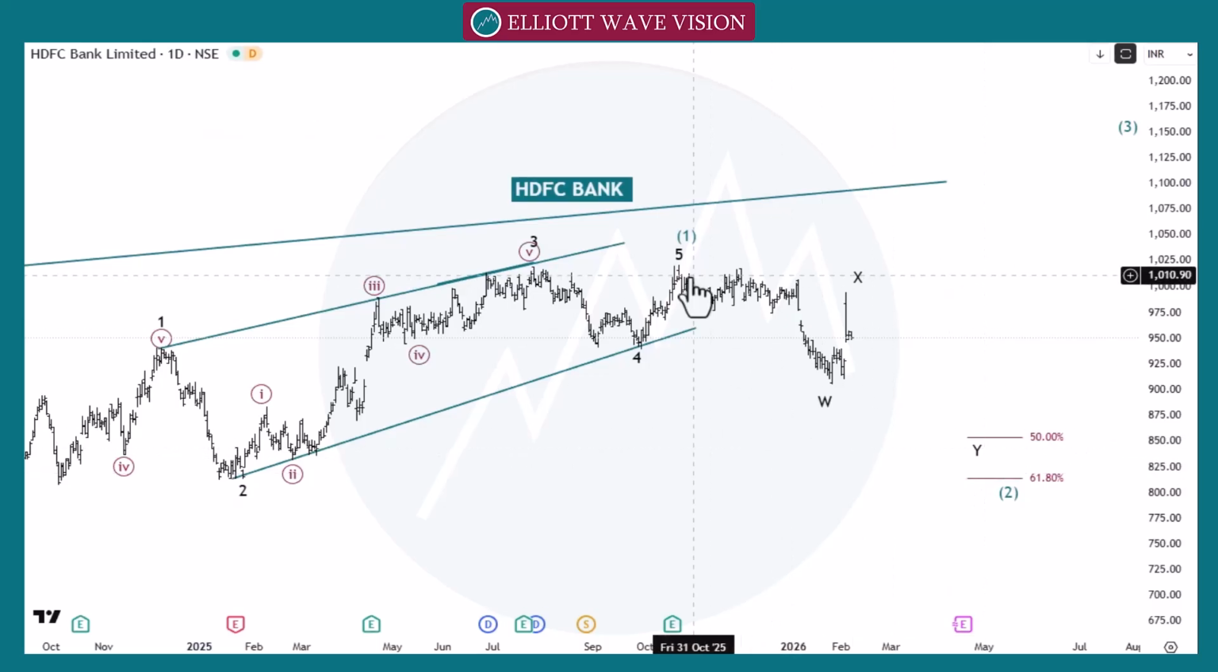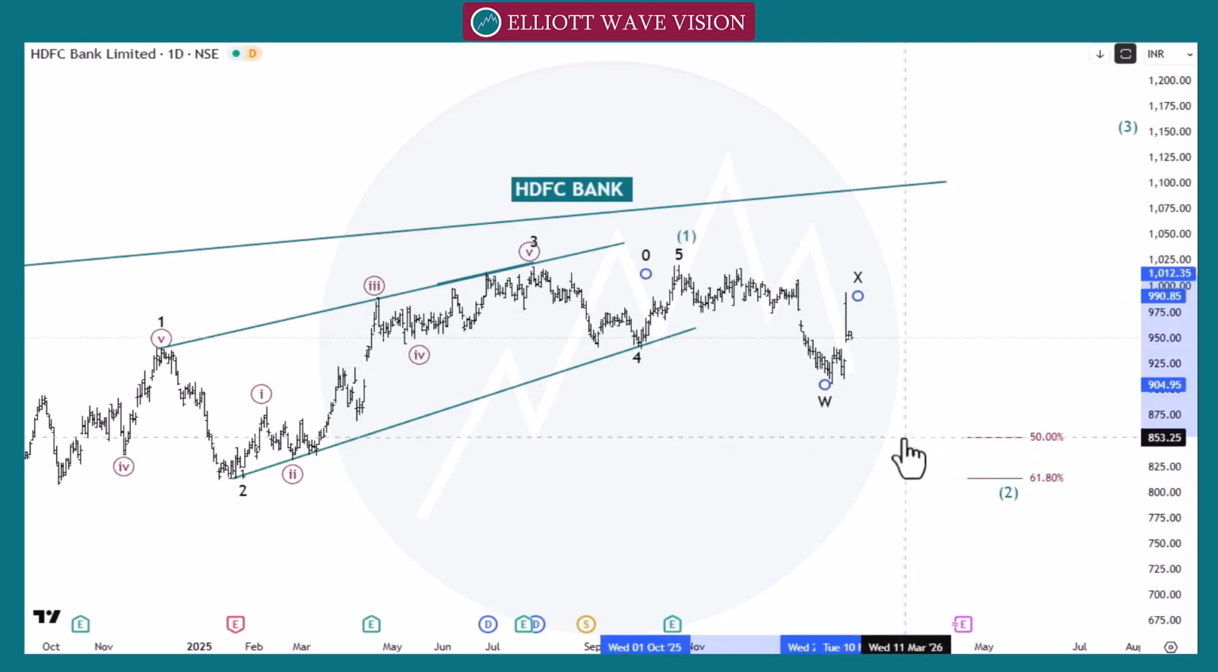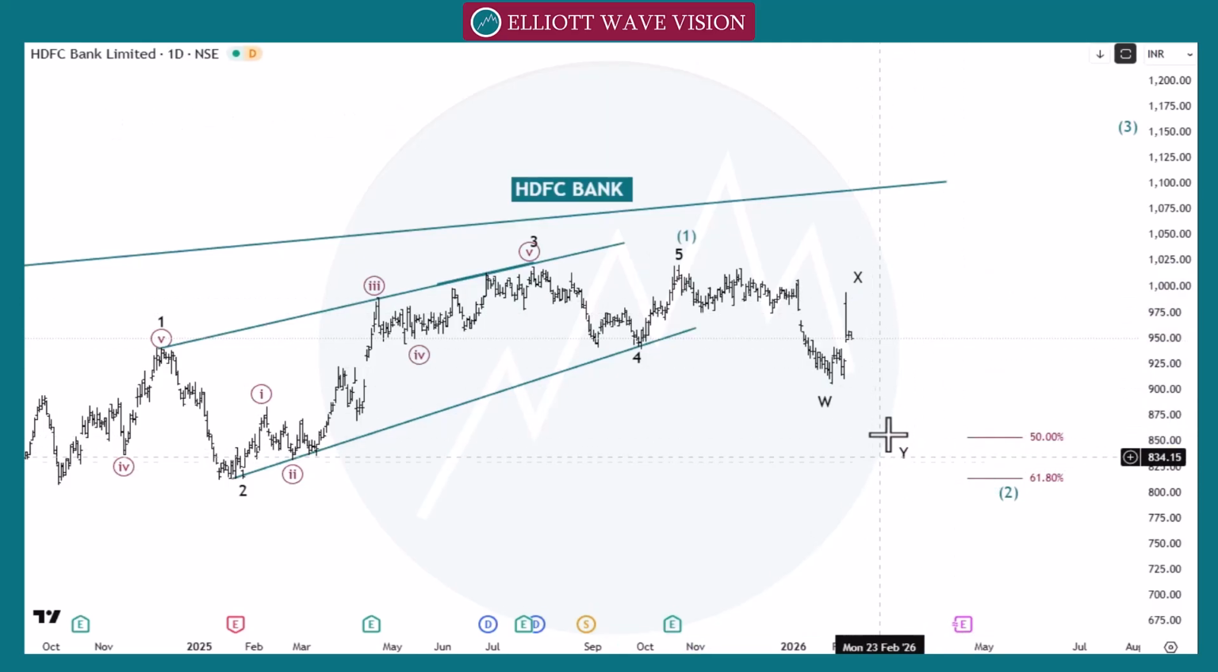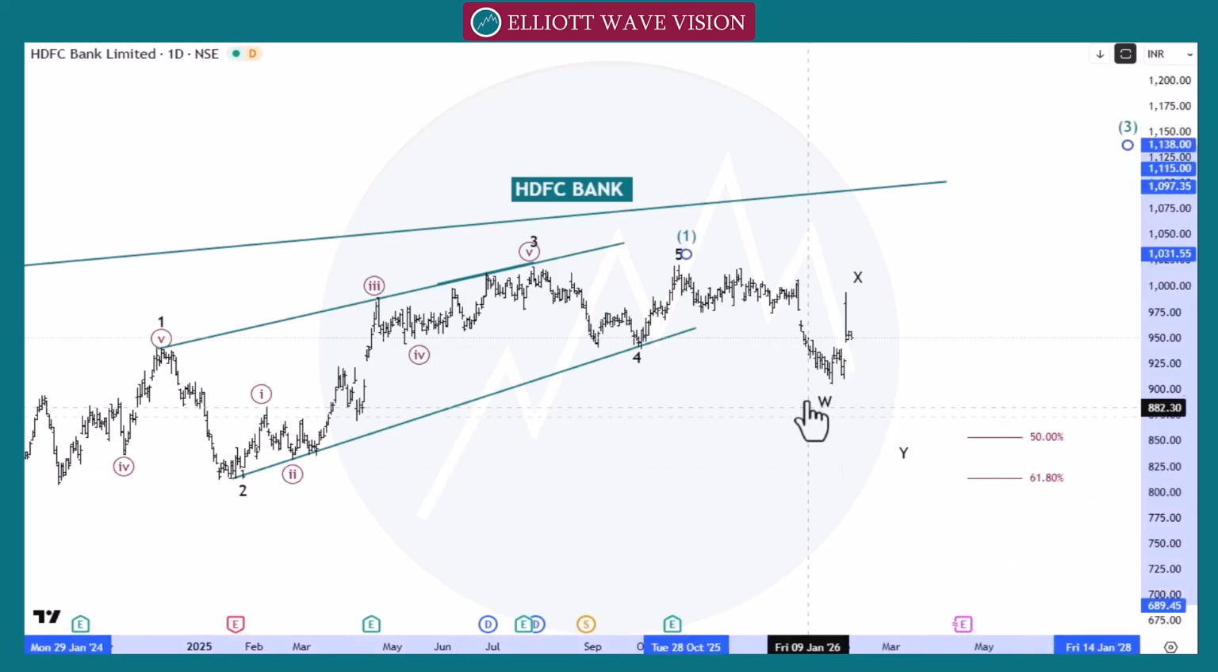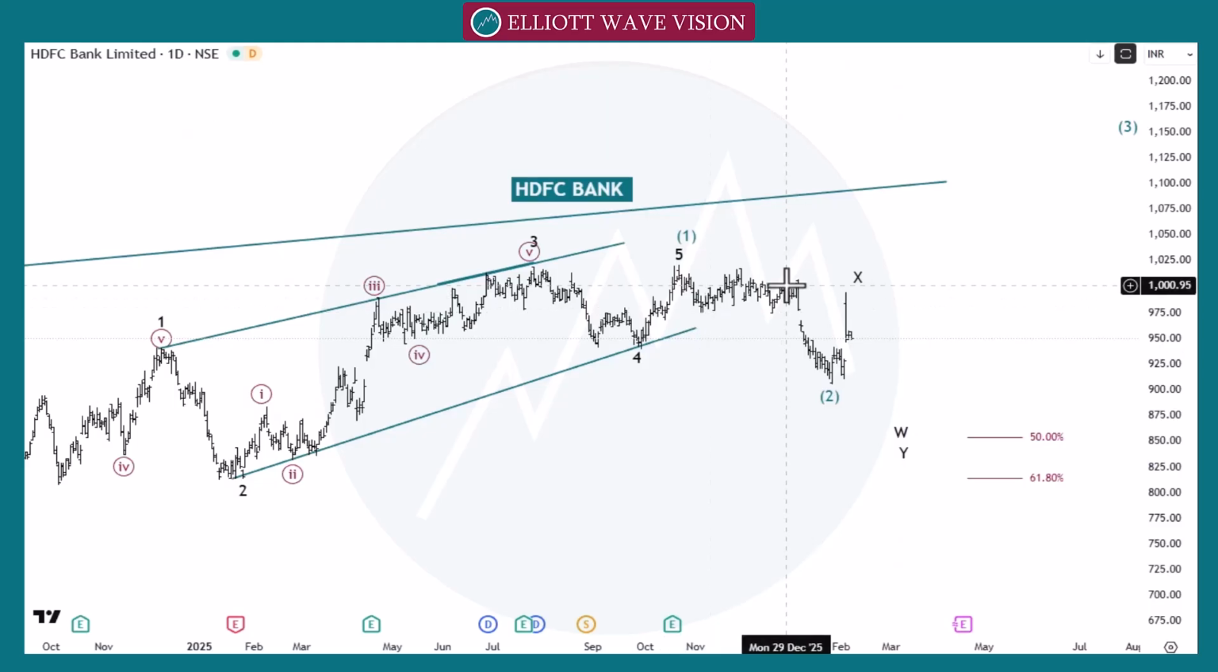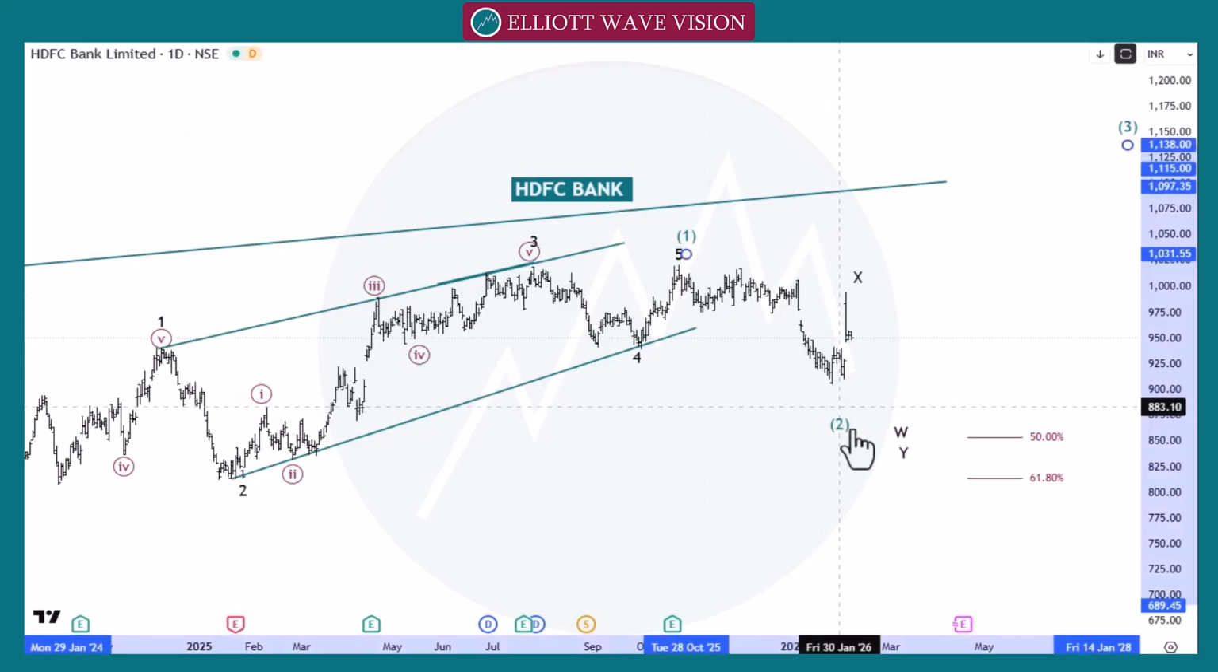So at this point, we count this structure as a wave A, wave B and wave C. After these A, B and C, market gives us W, X and Y. Now we are looking for this move as a black wave Y. If market gives us the classic trading level pattern above this 1000, then we can shift our count as a green wave 2 at this point. Wave A, wave B and wave C as a green wave 2.